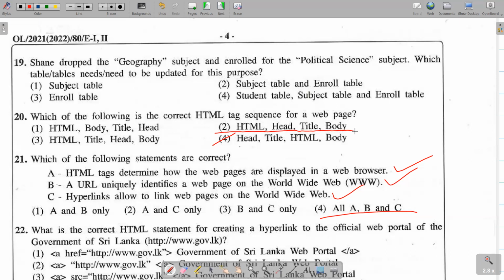21st. Which of the following statements are correct? HTML tags determine how the web pages are displayed in a web browser. Yes, that's how it says. A URL uniquely identifies a web page on the World Wide Web. Yes, that's why URLs are there. Hyperlinks allow linking web pages on the World Wide Web. Yes, of course, using the anchor tags. So all A, B, and C are correct.